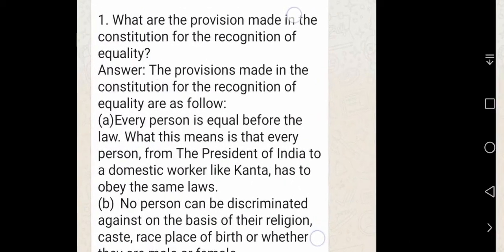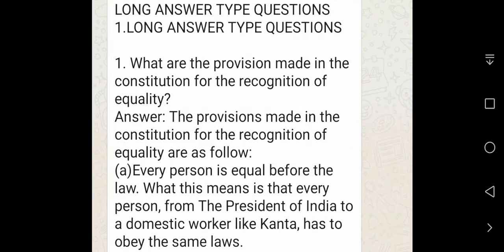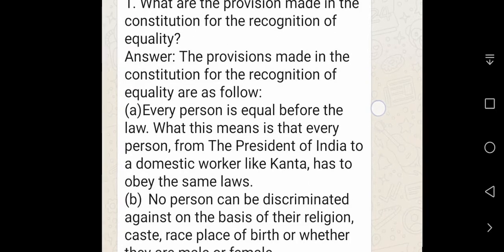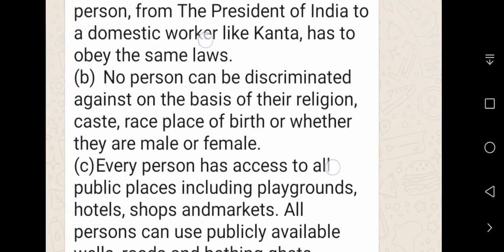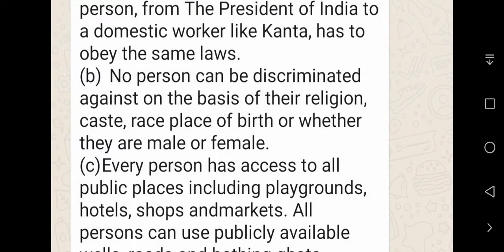Okay. Last question. This is a long answer. What are the provisions made in the Constitution for the recognition of equality? As I told you, every person is equal before the law. What this means is that every person, from the President of India to a domestic worker like Kanta, has to obey the same laws, and they are treated equally under the law. No person can be discriminated against on the basis of caste, religion, race, place of birth, or whether they are male or female.